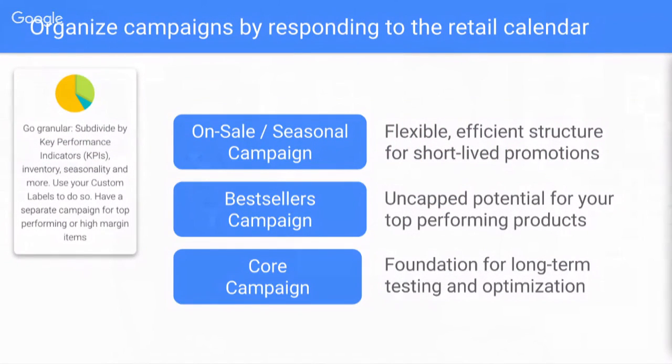The second tier is to have a best sellers campaign. This allows you to really tap into the potential of your top performing products and make sure that you are allocating your budget in a certain way and bidding aggressively for products that you know can sell well, and that'll bring you a higher return for your overall shopping approach.